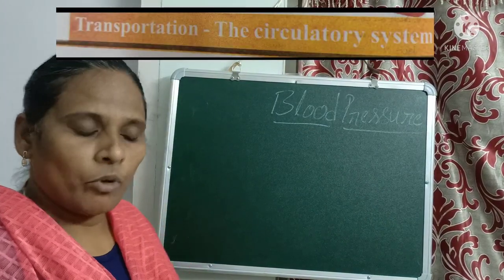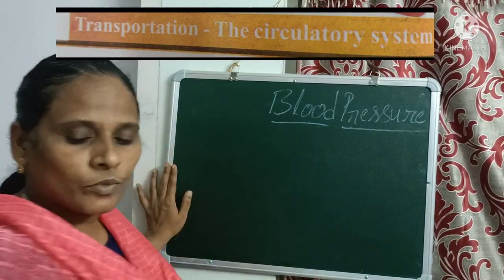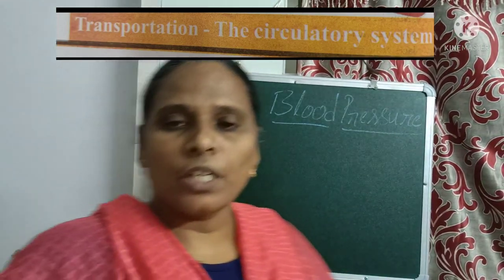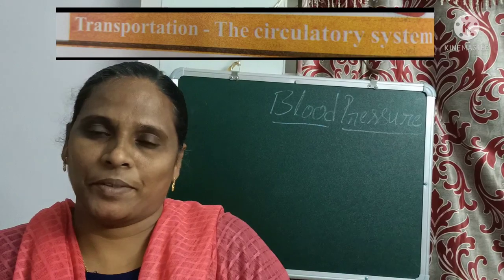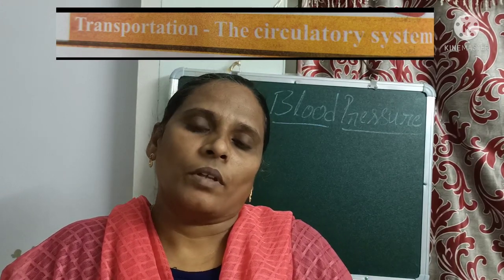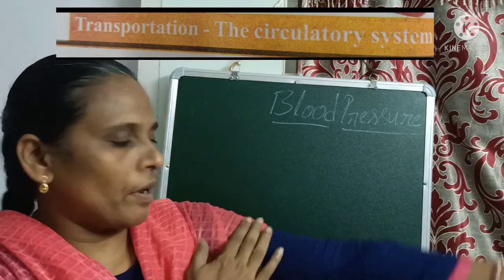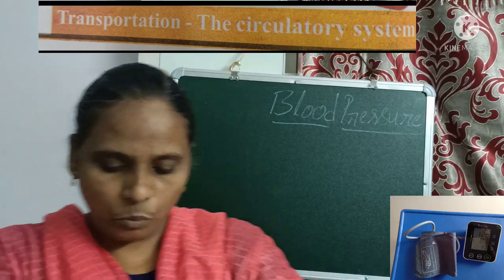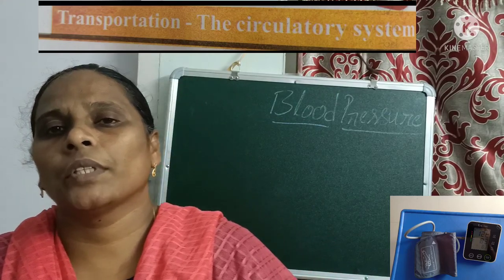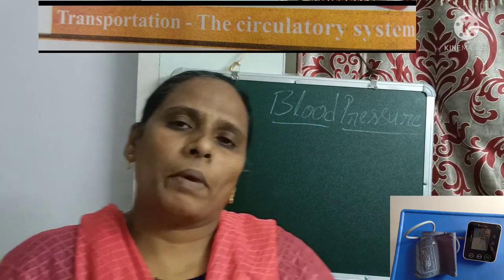Now we will know about blood pressure. Blood pressure means, generally we hear BP. What is BP? Blood pressure. Blood pressure is always measured in the upper arm, on an artery, and doctors measure the blood pressure with a device called a sphygmomanometer.